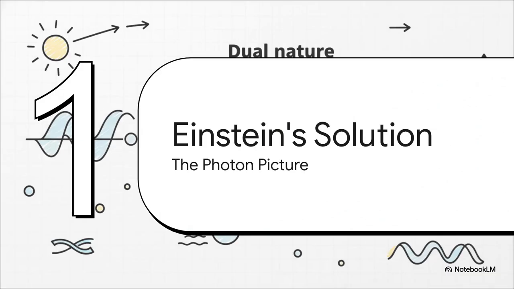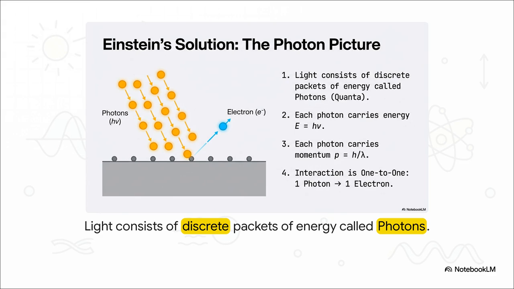So you've got this massive problem that just stumped everybody. It needed a totally new idea, a complete revolution in thinking. And in 1905, along comes a young Albert Einstein, and he provides a solution that would change the course of physics forever. Einstein said, okay, let's stop thinking about light as a continuous wave.